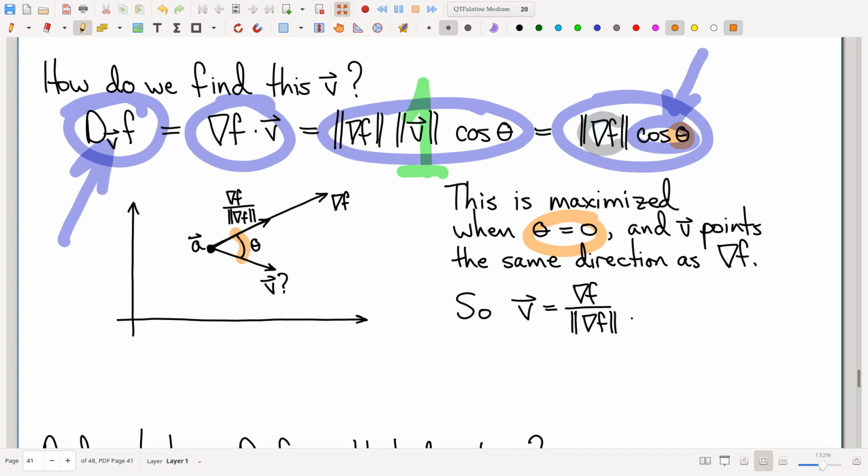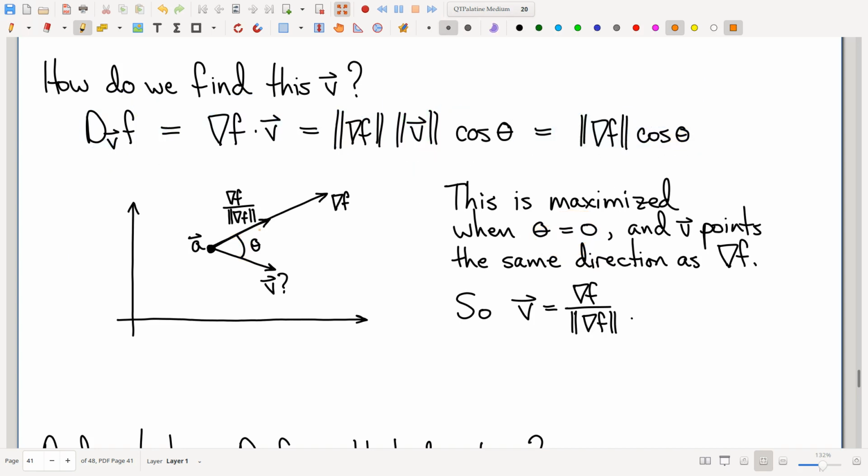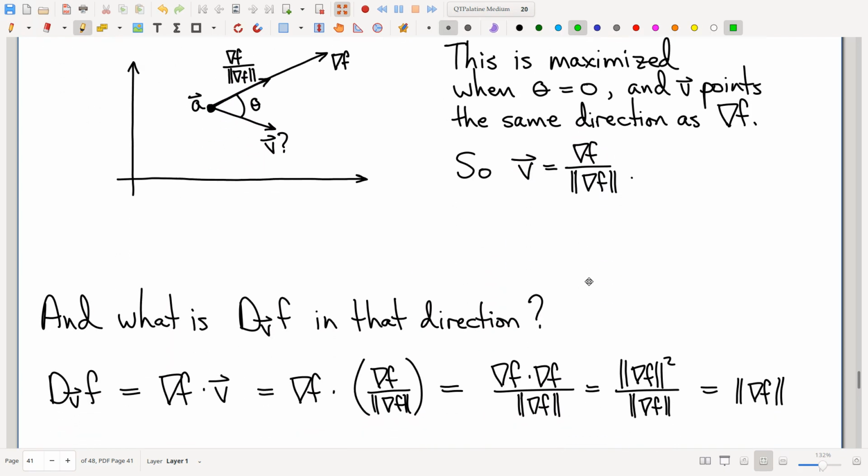Cool. So how do I make that angle 0? Well, that's the angle between the gradient and the direction I'm going. If I want the angle between those two vectors to be 0, that's accomplished very easily by just going in the same direction the gradient does. Nice simple answer. What's the direction of fastest increase? Whatever direction the gradient points, that's the direction of fastest increase. Okay. Next question.